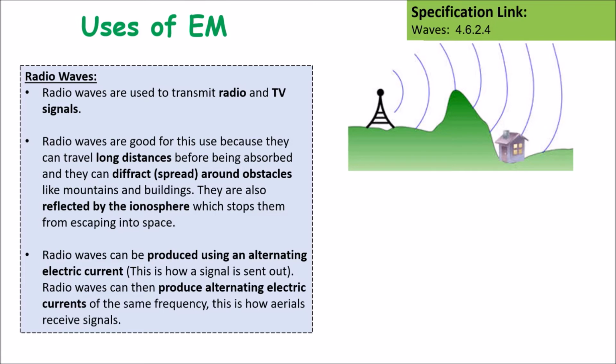So radio waves can be produced by using an alternating electrical current. Radio waves can then produce an alternating electric current of the same frequency when they hit an aerial.